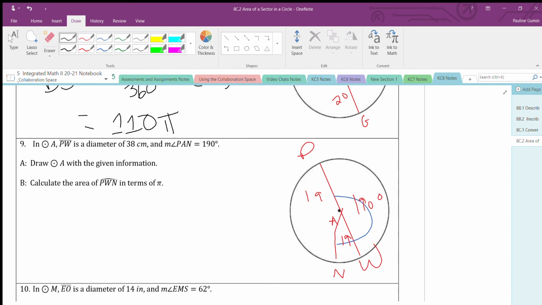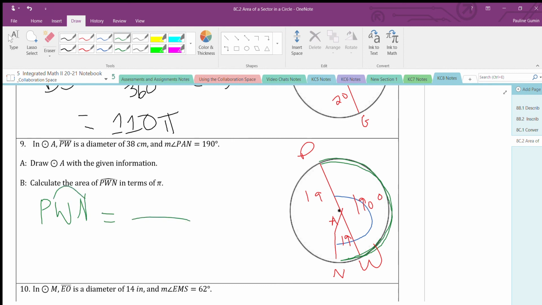Anyways, we are given the central angle. Oh, I didn't draw anything wrong. Here I am doubting myself as usual. I'm looking at my notes, trying to figure out what I did wrong. Nothing. PWN is just the arc. Here I am looking at the angles like a crazy person. Everything is fine. I just lost my mind for a minute. PWN, that's the arc length we're looking for.